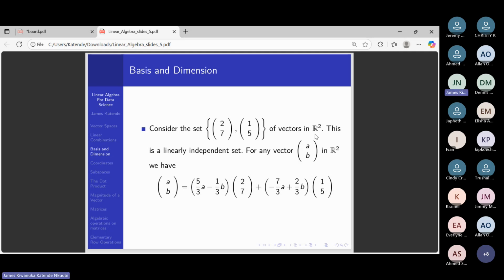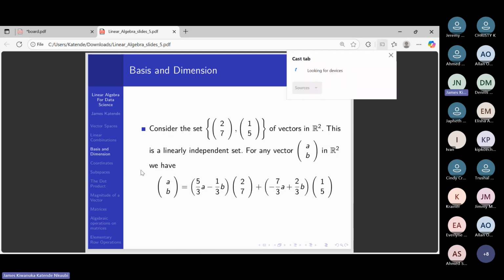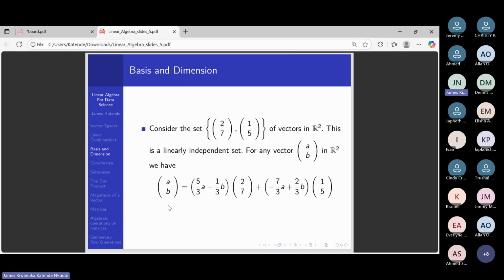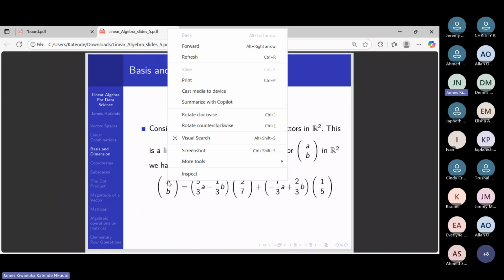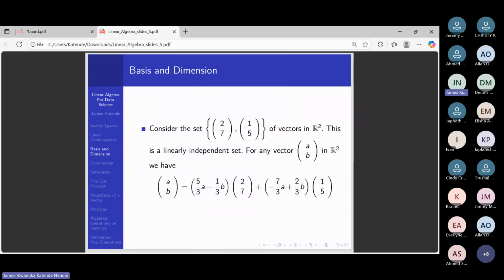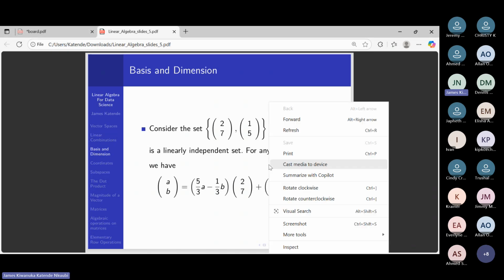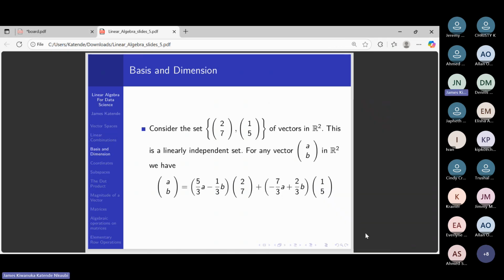If you find any pair of linearly independent vectors in R2, they form a basis. So you can check that that is the case because any vector in R2, in this case (a, b), can be written as a linear combination of 2, 7 and 1, 5. And the corresponding coefficients will be obtained as 5 over 3 a minus 1 over 3 b for 2, 7 and minus 7 over 3 a plus 2 over 3 b for 1, 5. So you can check this on your own later and confirm.